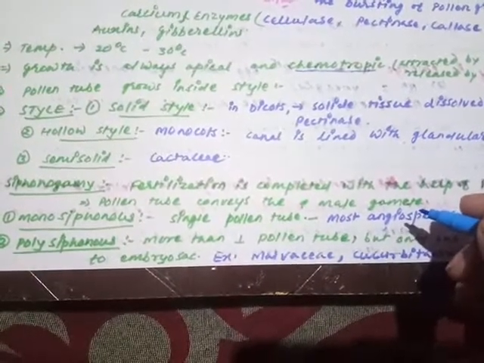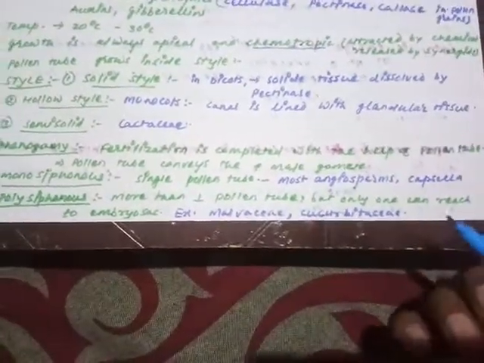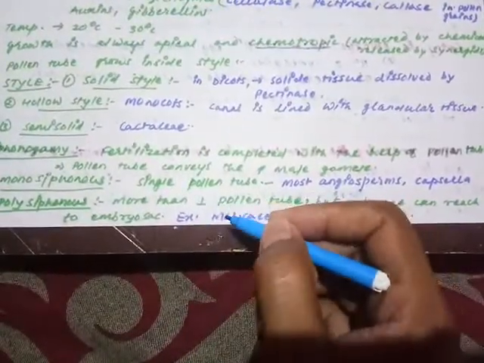But remember, just keep in your mind, in case of polysiphonous also, the pollen tubes may be 1, 2, 4, 10, 12, whatever the number is, but only one pollen tube is able to mature and will reach the site of fertilization. Are you getting my point? How many pollen tubes are developed doesn't matter, but only one is going to mature and can reach the embryo sac, means the site of fertilization. So is it clear to you all?